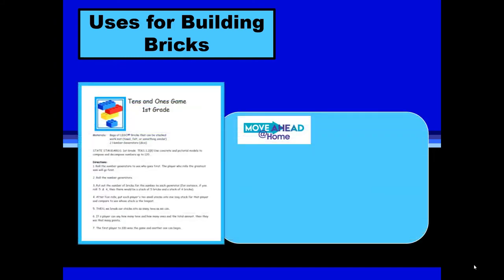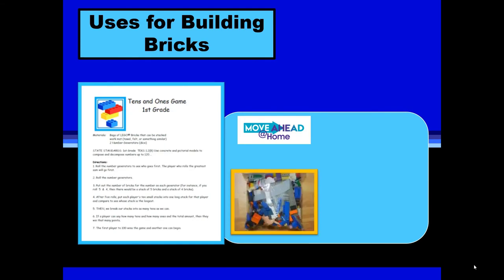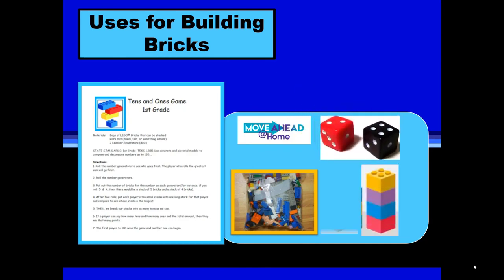You can also use them for games such as this Tens and Ones game that's part of the Move Ahead at Home series. You get your building bricks, a couple of number generators, and when you roll, you build stacks of bricks. Then snap them all together and break them into stacks of 10. Now your learners will know that 110 equals 10 individual bricks.